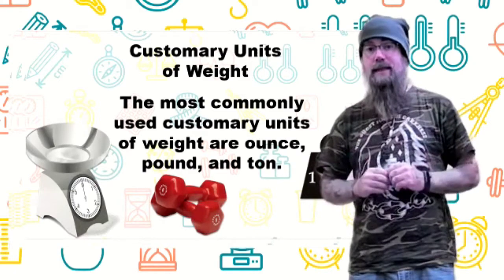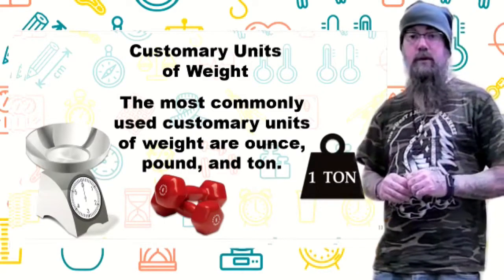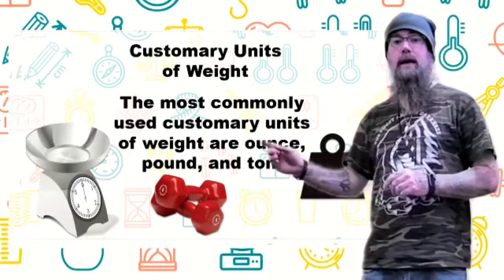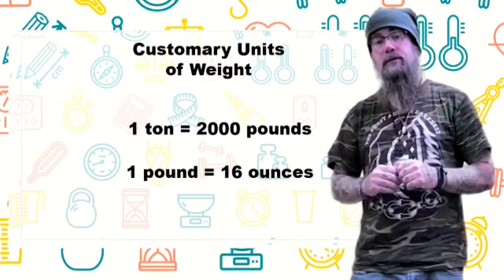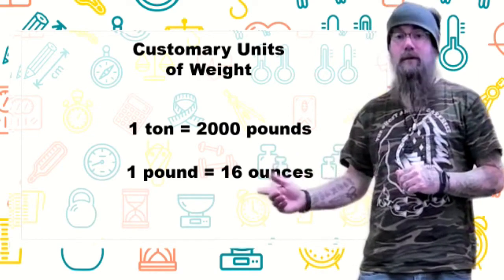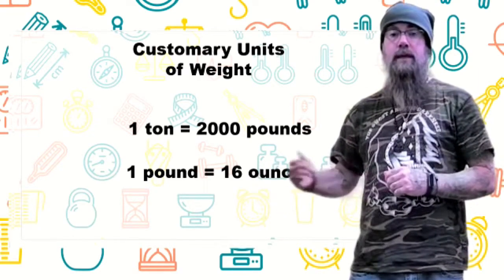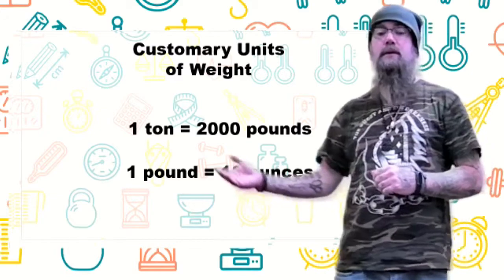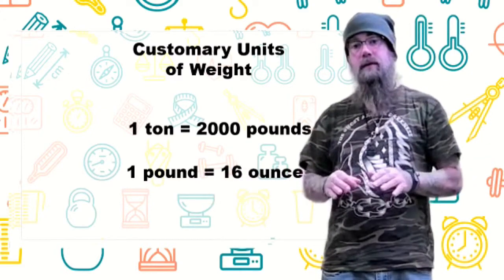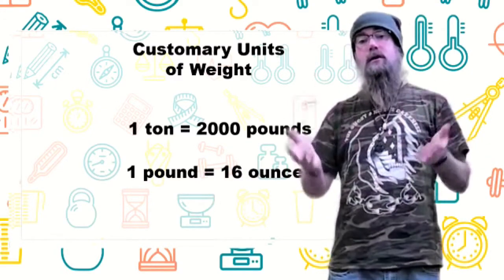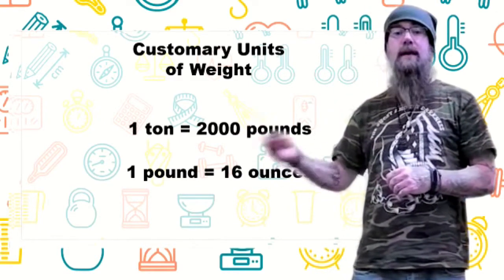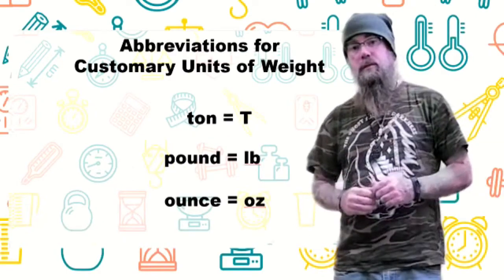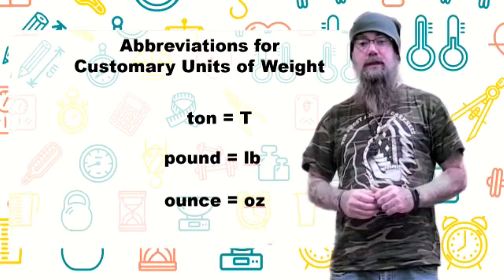Again, this is in the United States. The most commonly used customary units of weight in the United States are ounces, pounds, and tons. The smallest customary unit of weight in the United States is an ounce. It's pretty small. It takes 16 ounces to make 1 pound. Now, a ton is the largest unit of weight that we have in the United States. That takes 2,000 pounds.